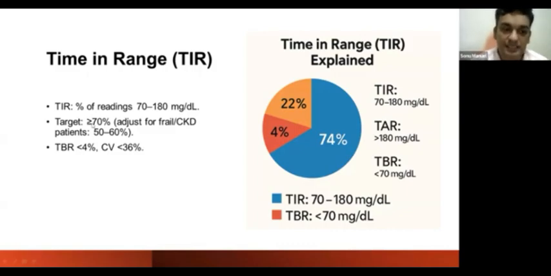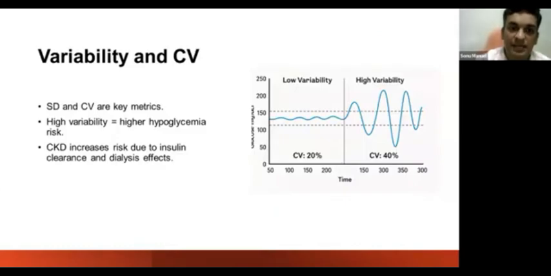Now, another thing is that CGM measures the blood sugars in the interstitial compartment. There is a lag time of 5 to 10 minutes between plasma glucose and interstitial glucose. So there are chances that CGM will measure the blood sugars a little bit late. Now, variability and coefficient of variation. These are very important metrics while we are seeing the CGM chart. If there is low variability, that means less hypoglycemia risk, and high variability means higher hypoglycemia risk. In CKD, there is an increased risk of high variability because of insulin clearance and dialysis effects.